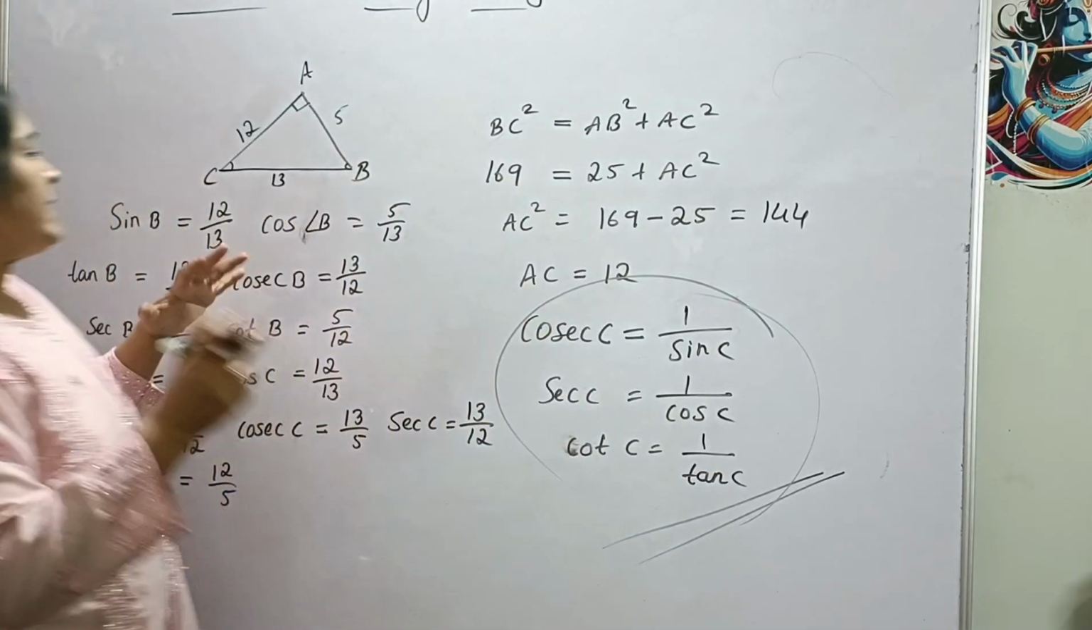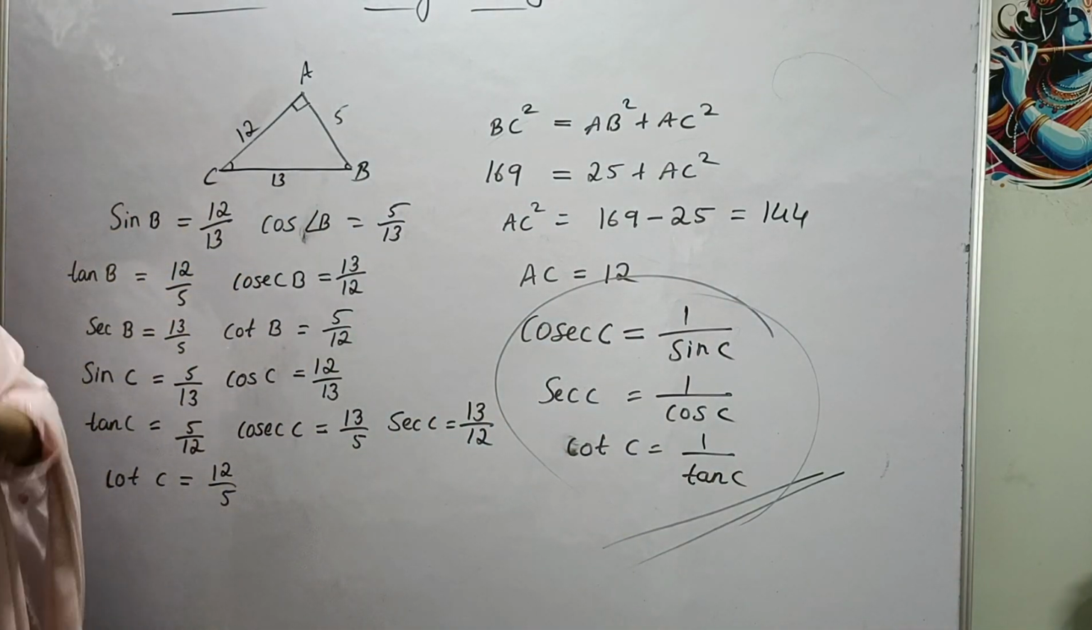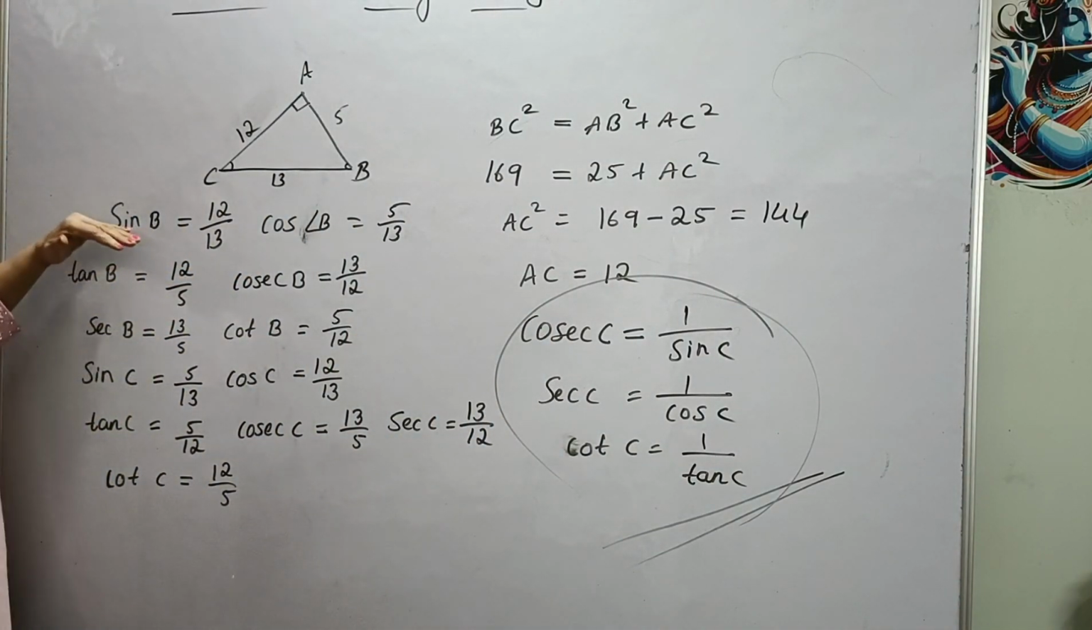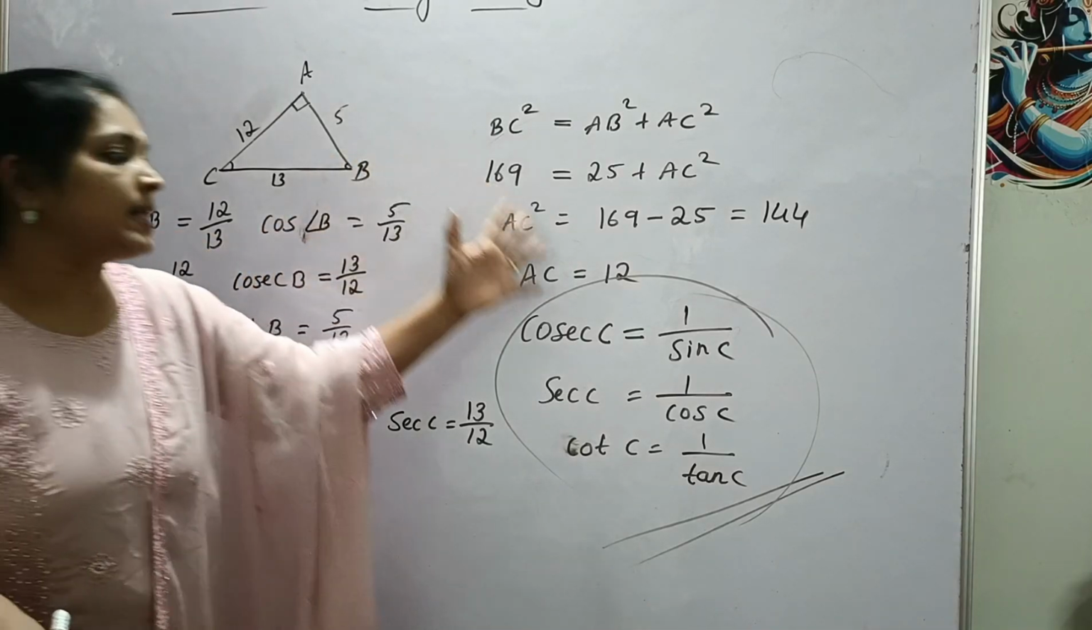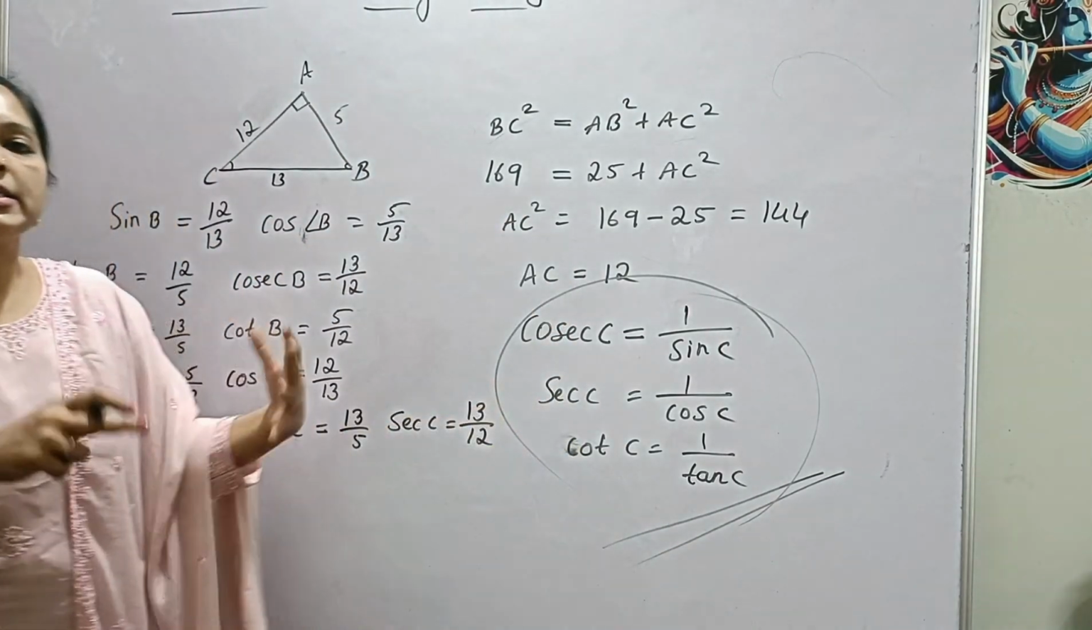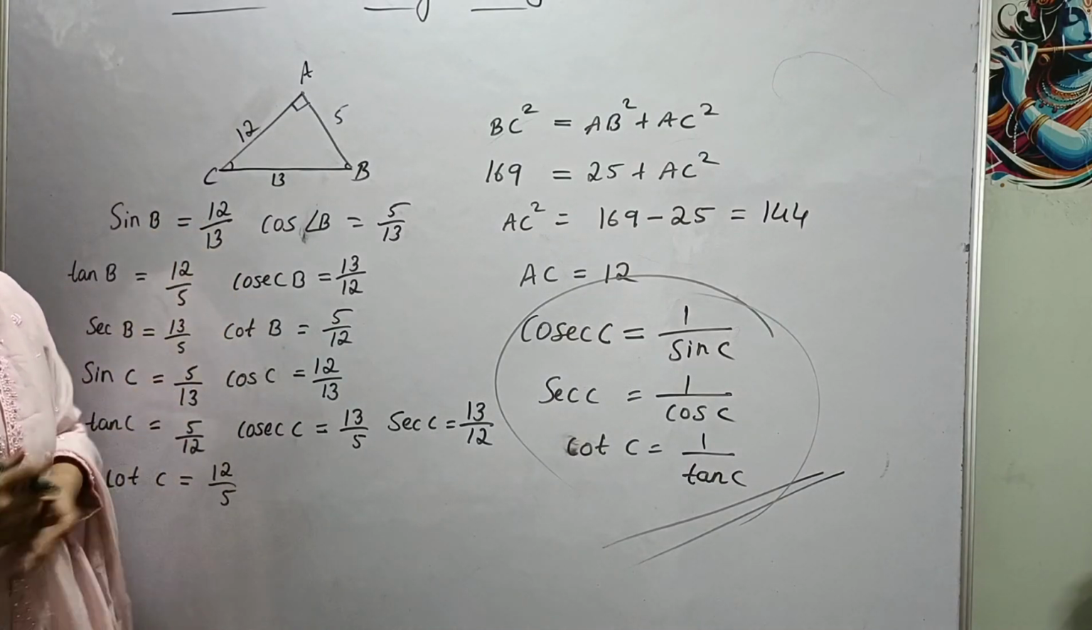Remember, it is enough to study only the first three trigonometric ratios. That is, sine is opposite by hypotenuse, cos is adjacent by hypotenuse, and tan is opposite by adjacent. And the other three ratios are the reciprocals of these three trigonometric ratios.